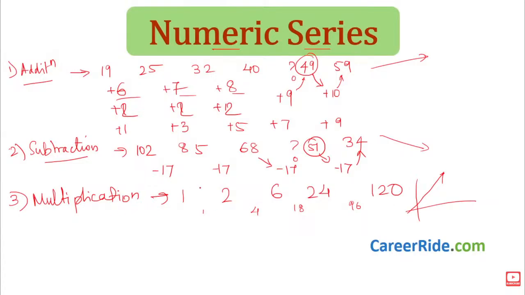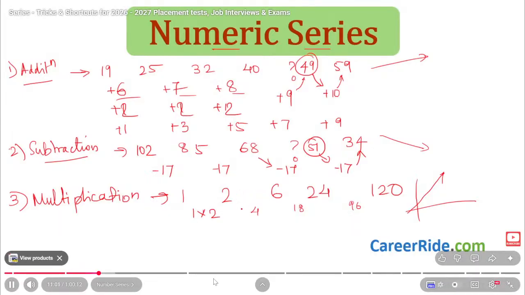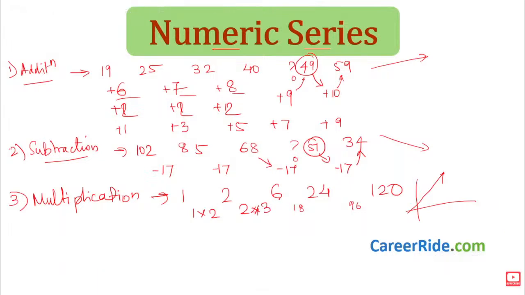So let's try to think of some multiplication. What is the relation? 1 into 2 is 2, okay? So we found this relation. 2 and 6, what might be the relation? We know 2 into 3 is 6, correct? Now 6 and 24, what can be the relation? 6 into 4 is 24. So what is happening is that the next number is taken over here and multiplied by something. First it is multiplied by 2, then 3, then 4. So this must be multiplied by 5, right? So 24 into 5 becomes 120, right?